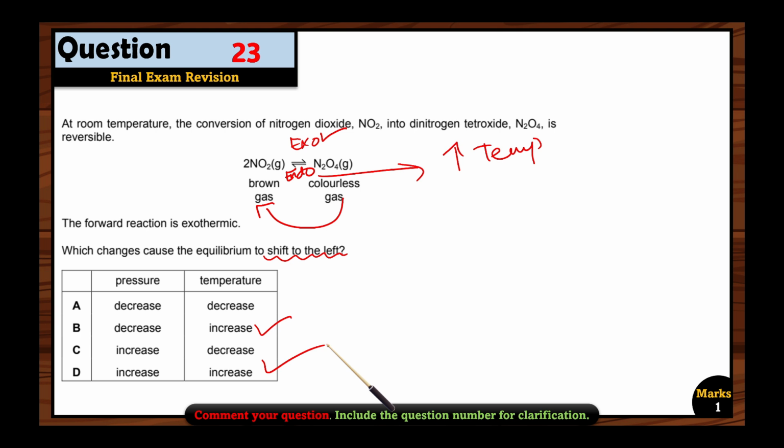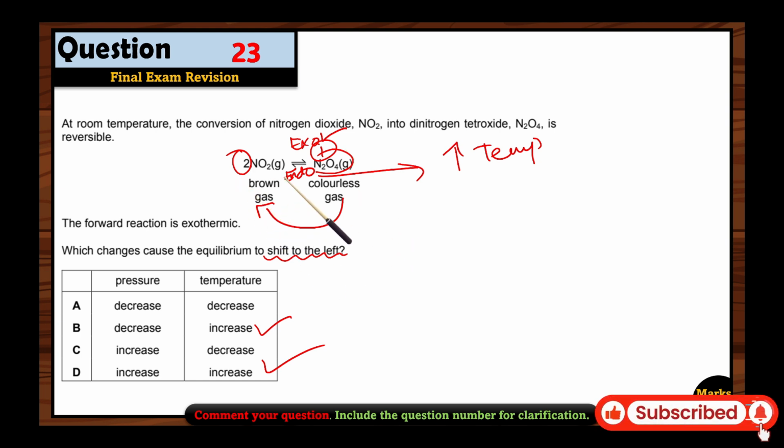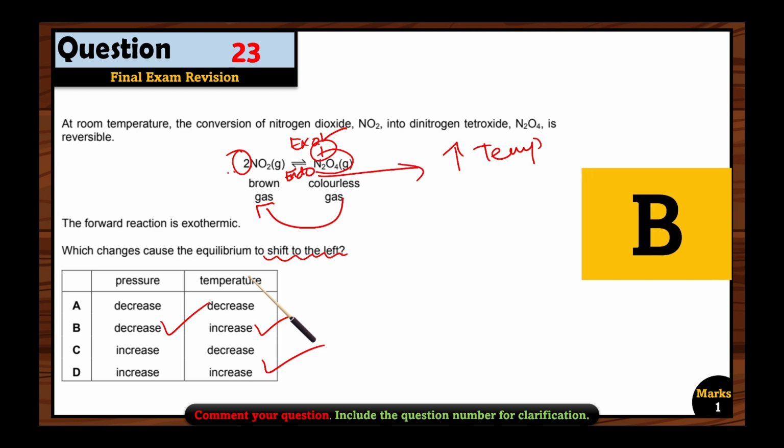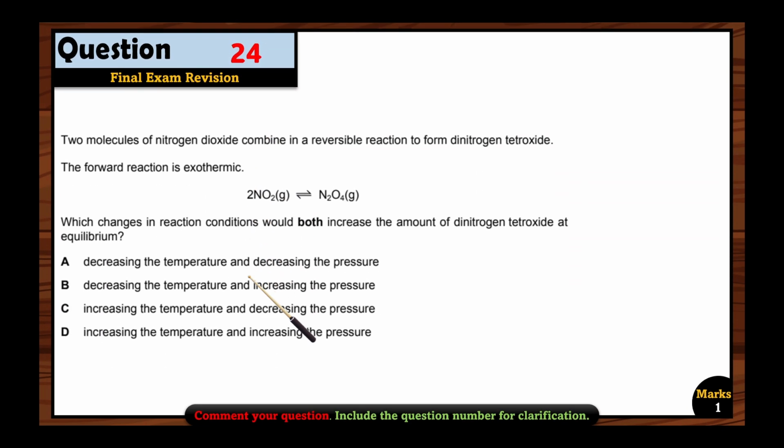And what about the pressure? The number of moles of gas here is 2 and here is 1. So if you increase the pressure, it will help N2O4, but we don't want the right side this time. We want the left side, right? We have to shift the equilibrium towards the left side, and the left side has more number of moles. If it has more number of moles, we should decrease the pressure. So the pressure should be decreased so that we can get the equilibrium towards the left side. Okay, so decrease the pressure and increase the temperature will favor this reaction, that is option B.